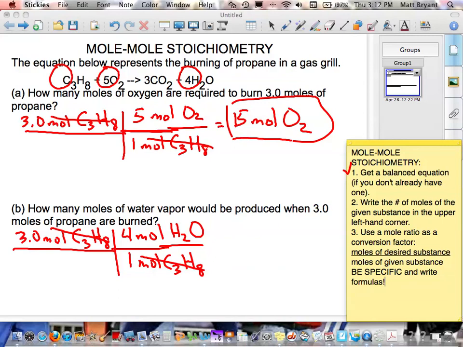and basically the math, once we cancel out our units, is 3 times 4. And 3 times 4, which again, I hope you know, is 12. So we end up with 12 moles of water. Hopefully that makes a little sense.